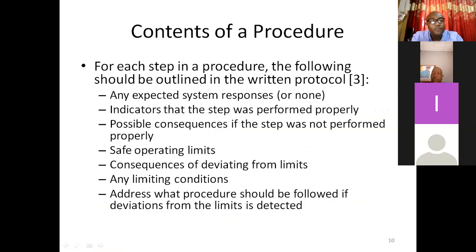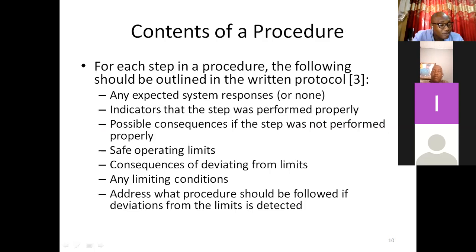So what should we expect in a procedure? For each step in a procedure, the following should be outlined in a written protocol: any expected system response, and an indicator that the step was performed. Let's say you want to start a vehicle: check the battery, check the water in the radiator, check the headlight, then start the car.